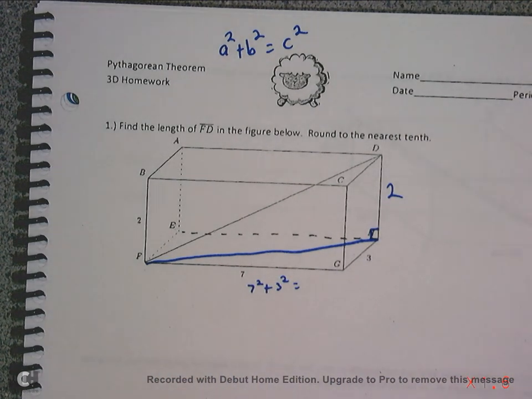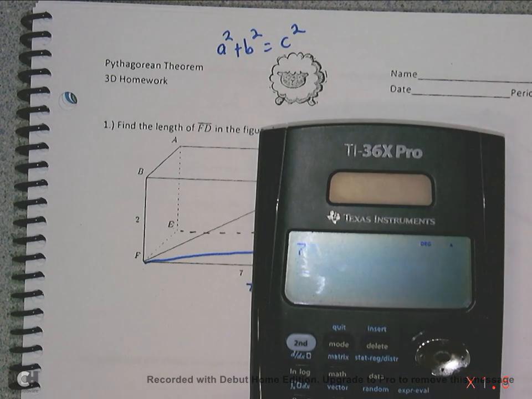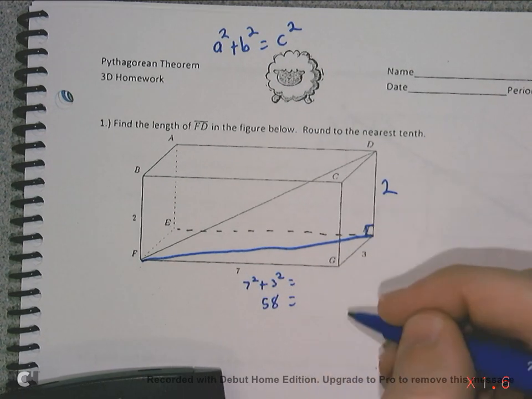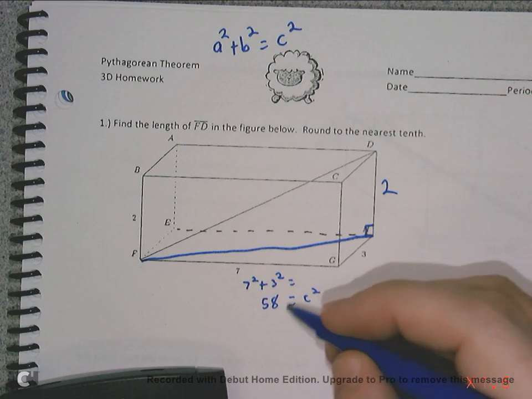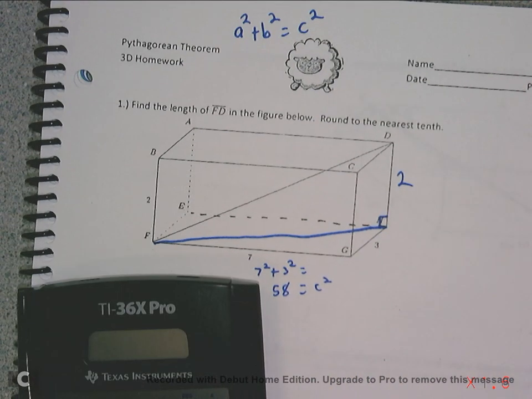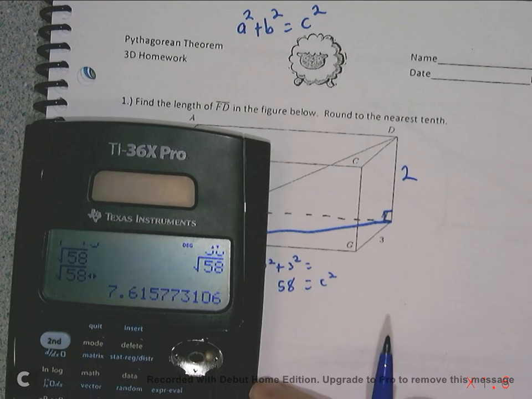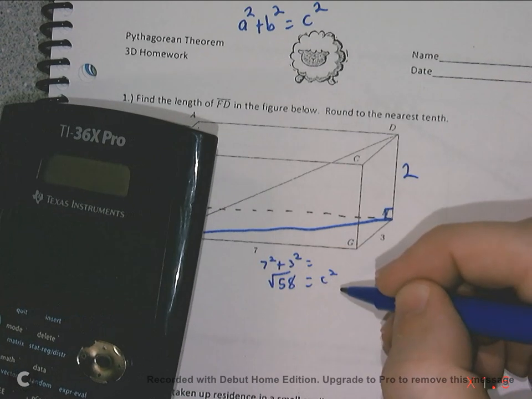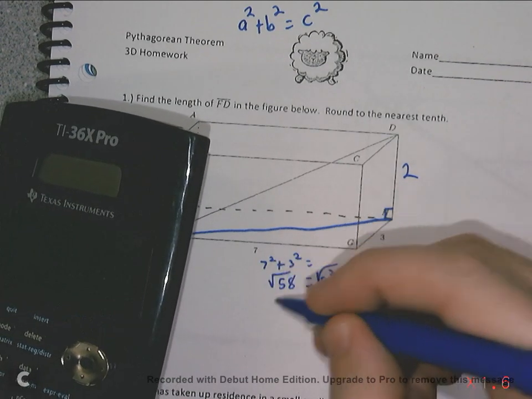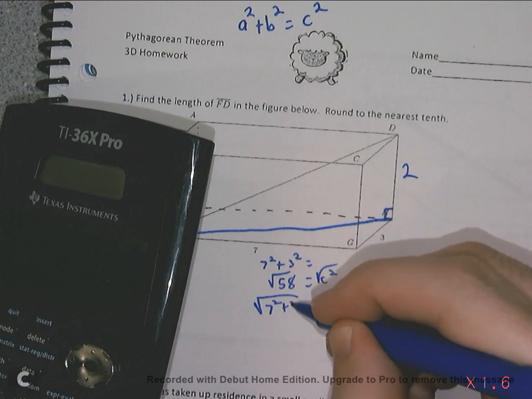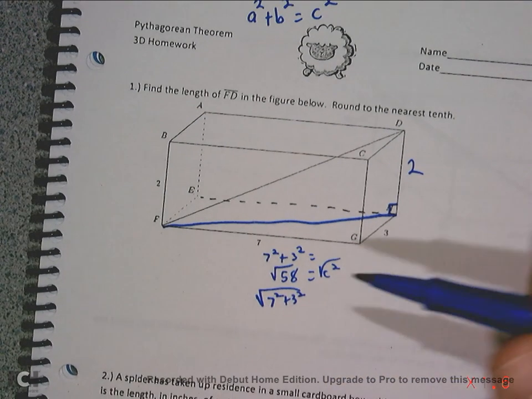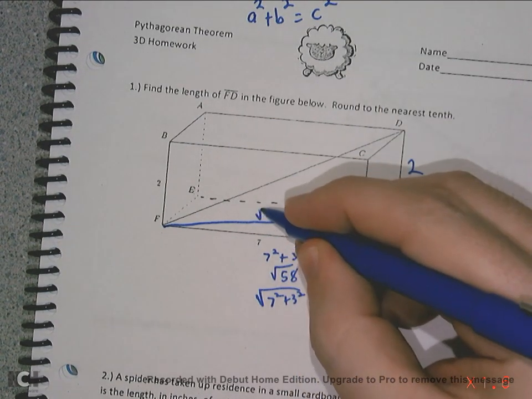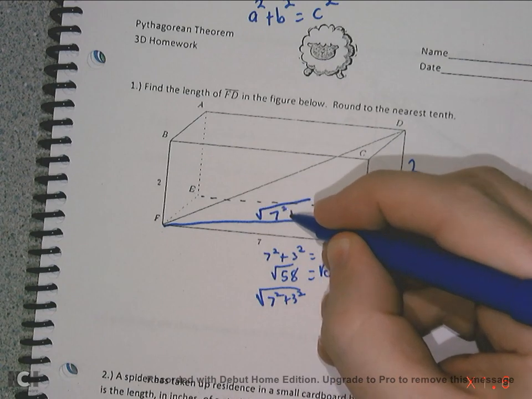So 7 squared plus 3 squared, I'm going to take out my calculator here. 7 squared plus 3 squared is 58, and that's going to equal that longest side squared. We'll just call it c squared. Then I would square root to get it by itself, which would be about 7.61. But I could also think of it as the square root of 58, which I could also think of as the square root of 7 squared plus 3 squared. That's probably a lot to think about, but let's just leave it in this form: the square root of 7 squared plus 3 squared.